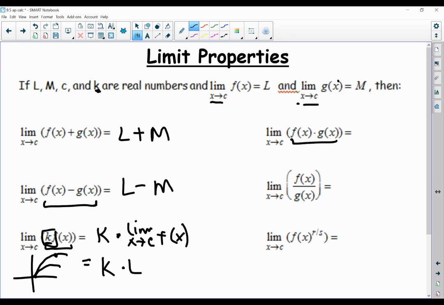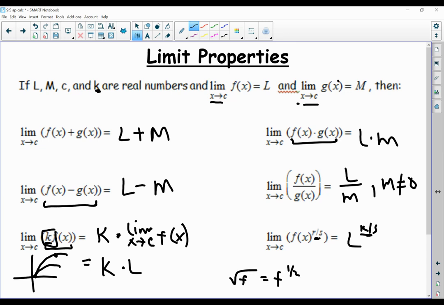Likewise, if I wanted to multiply two functions together and graph that function, the limit as x approaches c would just be L times M. If I divided the two functions, it would be L divided by M, except we have to have an extra constraint that M can't equal 0 since we're not allowed to divide by 0. And if I wanted to raise a function to a power, we would just take the limit and raise it to the power. The reason I made it a fractional exponent is because it applies to roots. Understanding that the square root of f of x is the same thing as f to the 1/2 makes it applicable in all those situations.